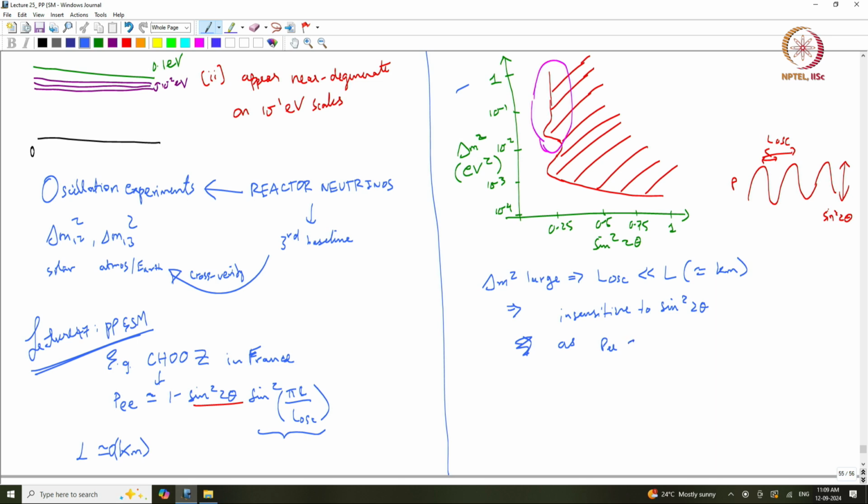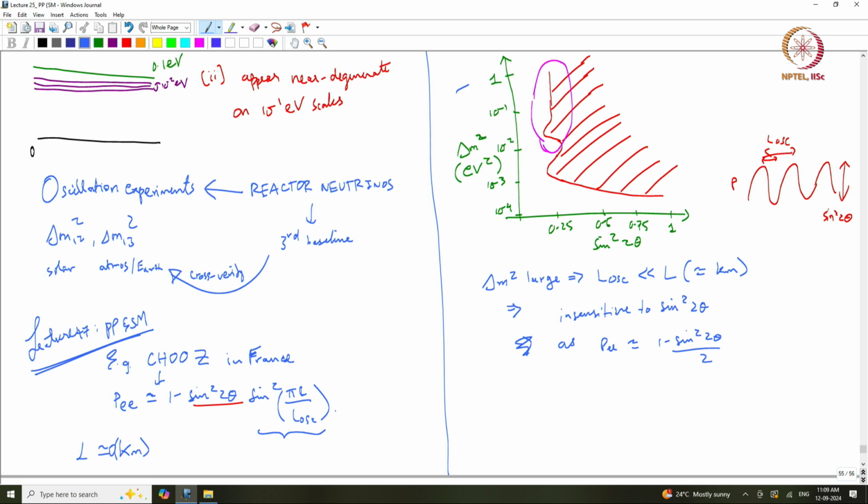So, I would set it to 1 minus sine square 2 theta over 2. In the fast oscillation regime, we said that this fast fluctuating sine square goes to half, right, that is what we are doing here. Okay. So, how did you exactly get that bound over here?